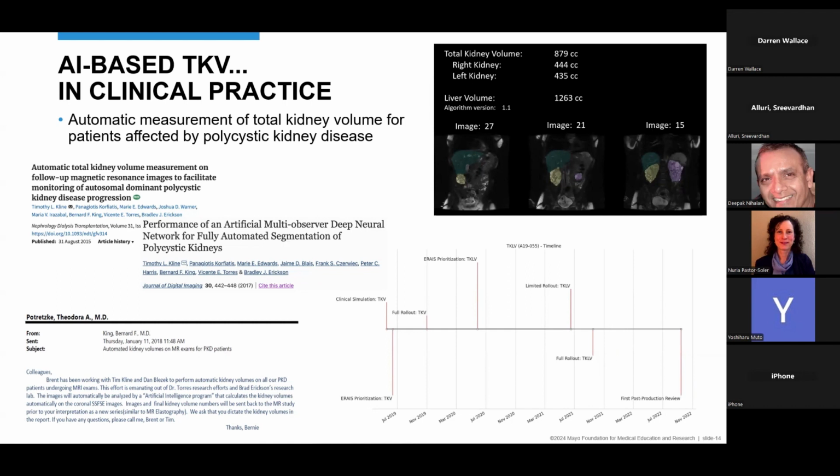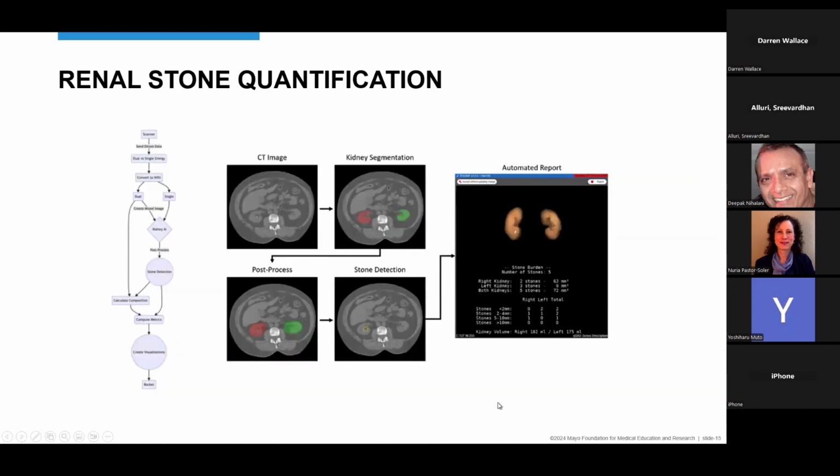The algorithm gets automatically triggered when a specific series or image is acquired at our institution. We generate an automated report that the radiologist can approve, which will go downstream to our nephrologists and ultimately help care for our patients as well.